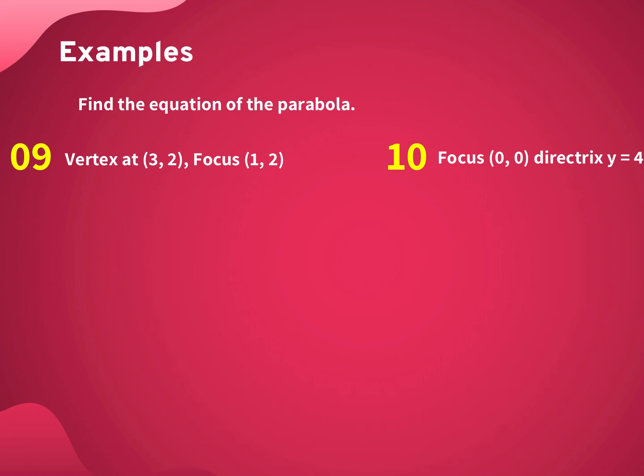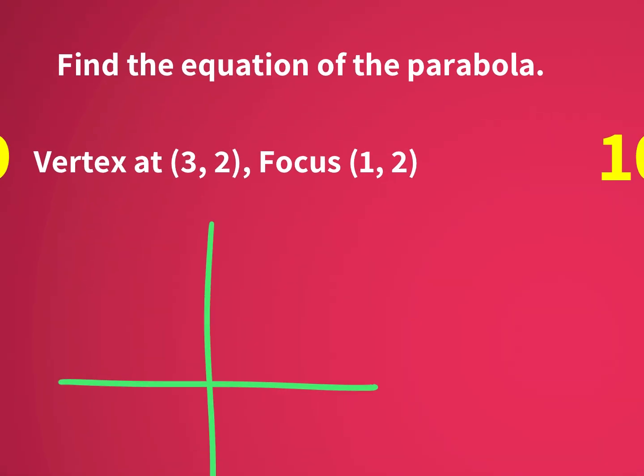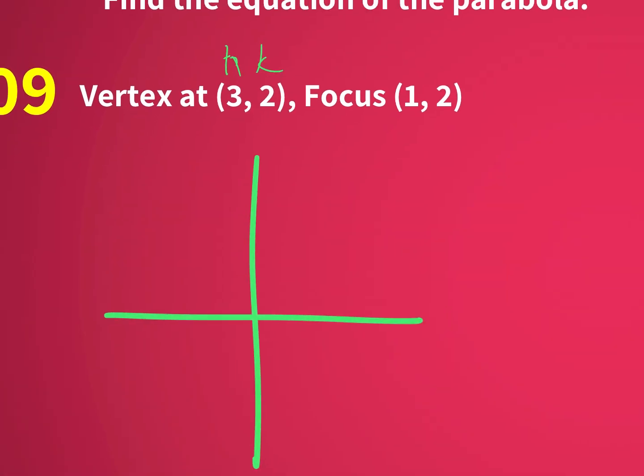All right, let's see what we're working with here. Is my vertex at 0, 0? No. So I'm going to go ahead right up here. This is the h and this is the k, just so I don't make any silly little mistakes. So where is my vertex? At 3, 2. Okay. And then where's my focus? At 1, 2.